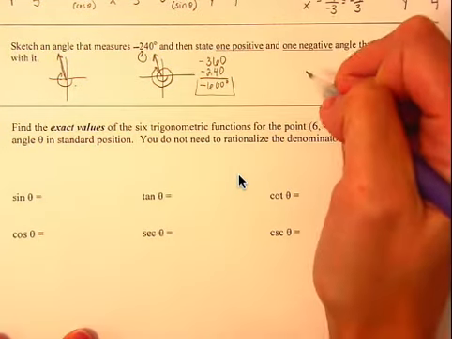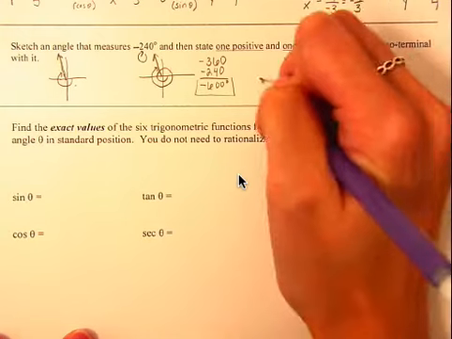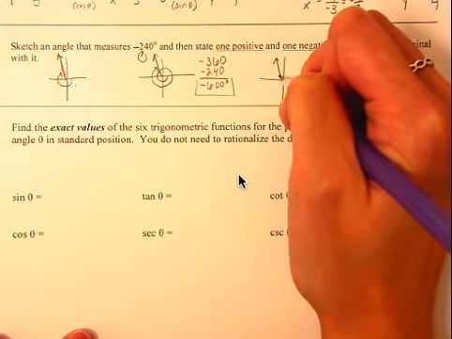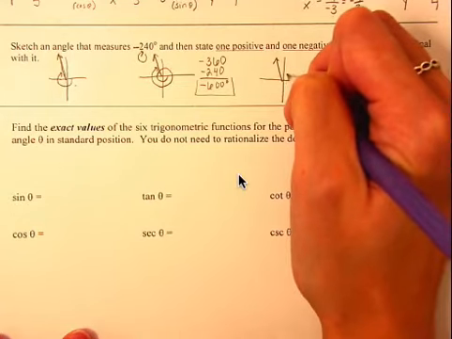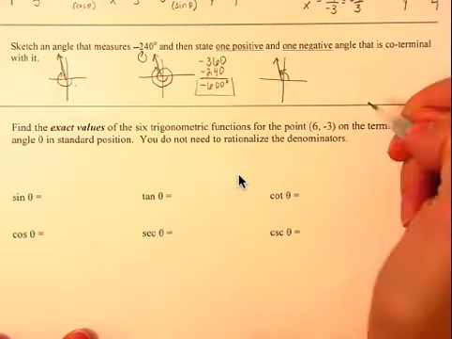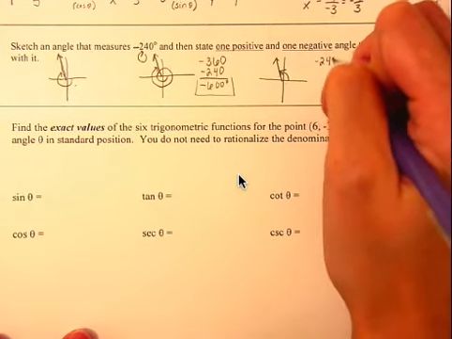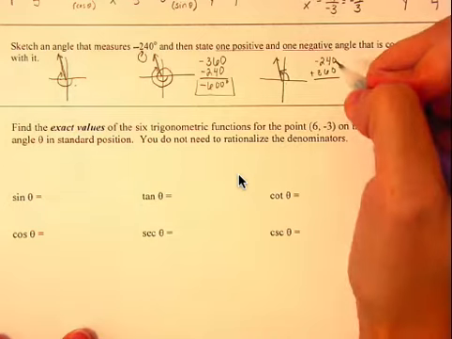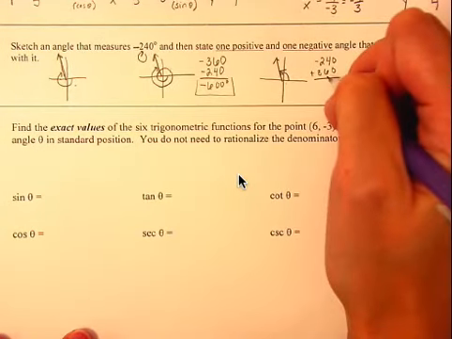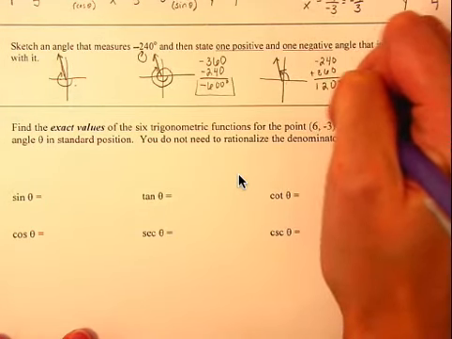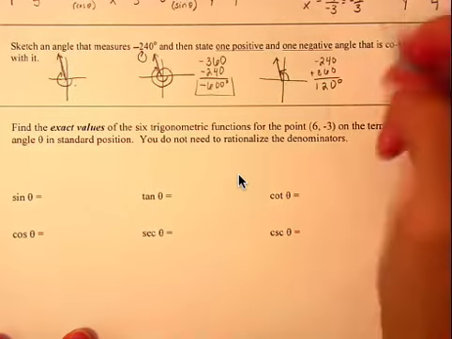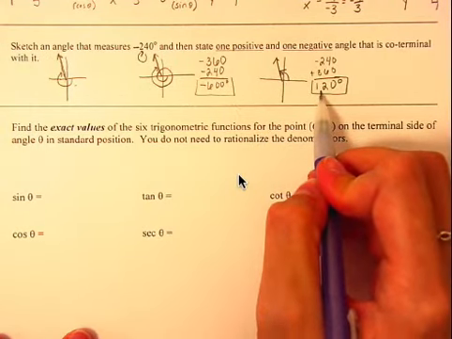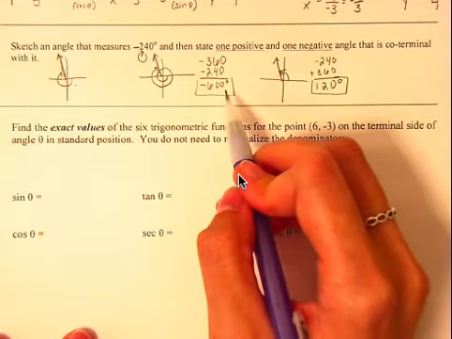Now instead of subtracting 360, we could add 360. Instead of going clockwise to my terminal side, I could go counterclockwise to my terminal side. If I add 360, I go directly to my terminal side, and I get a theta of positive 120 degrees. So these two would be your answers. One positive 120 degrees and one negative 600 degrees.